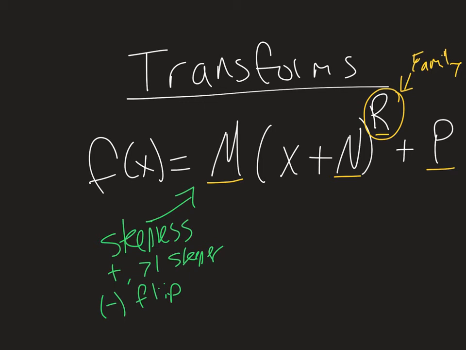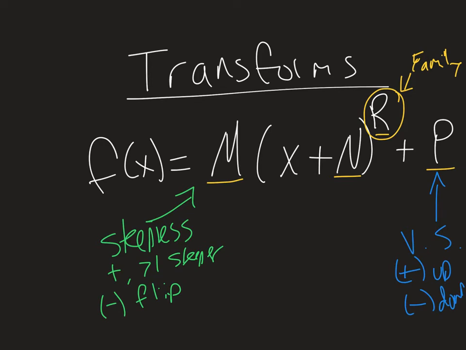Okay, now let's take a look at P. I'm going to skip over N for a second. P is pretty easy to visualize. That's your vertical shift. So that's how much it goes up and down, and that one behaves exactly like you would think. Positive is going to move it up, and negative is going to move it down.